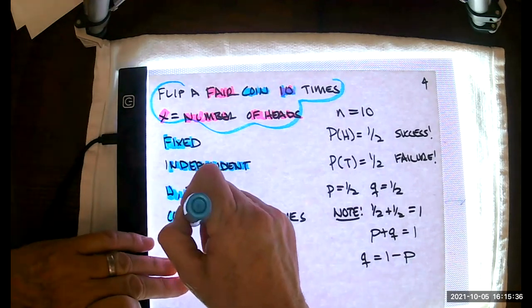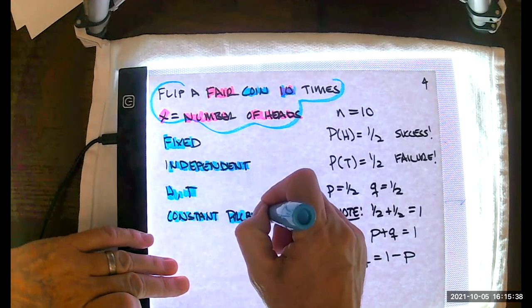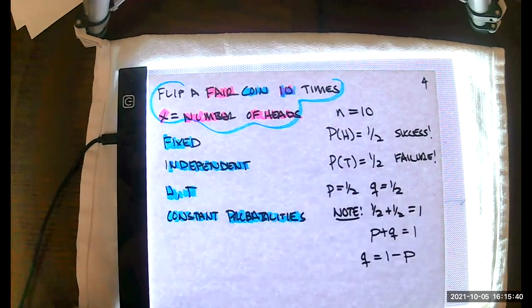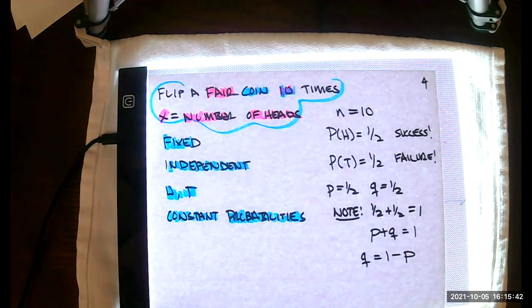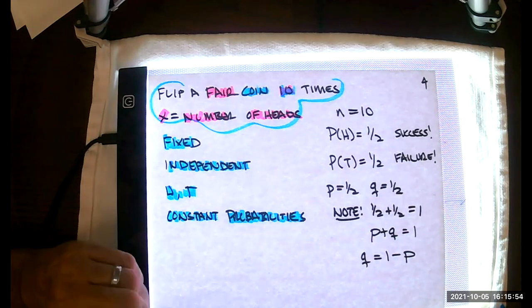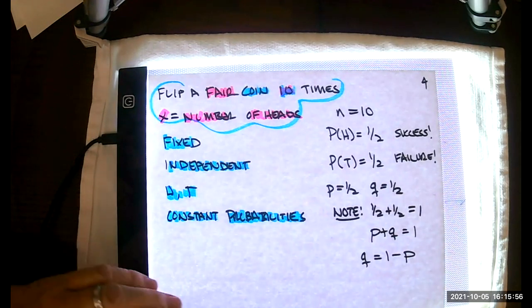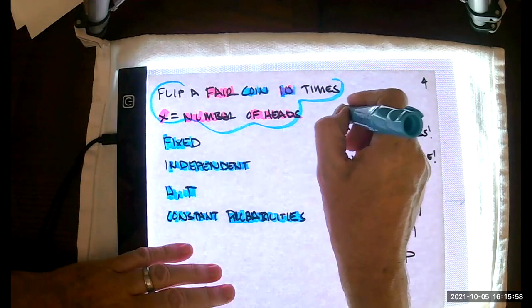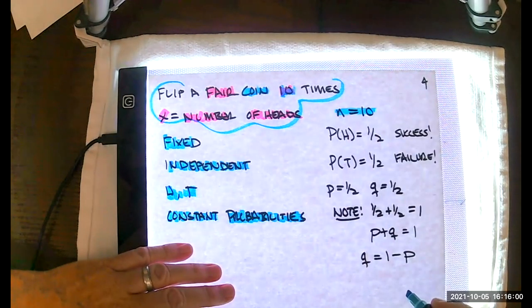Finally, do we have constant probabilities? Yes, I'm flipping the same coin over and over and over again. The probability for a head or the probability for a tail will not change between flips in some magical fashion. So let's take a look at that. In terms of our notation, n is equal to 10.